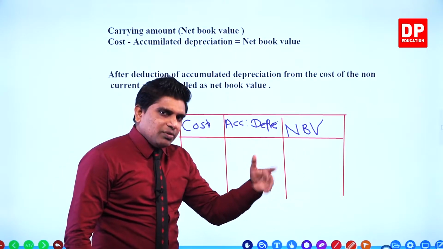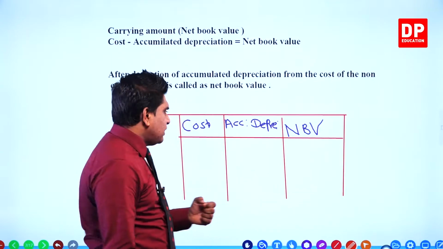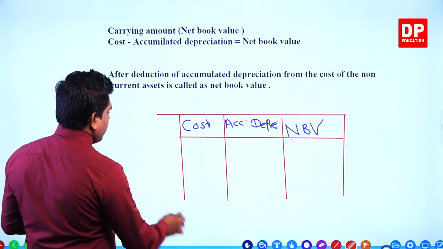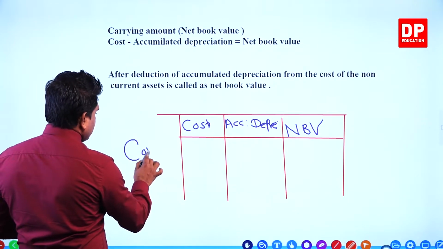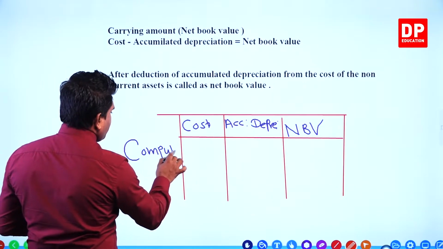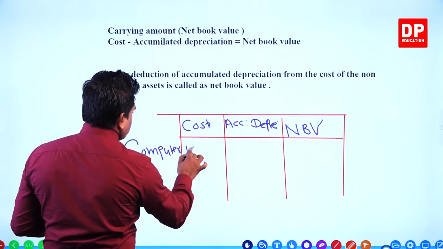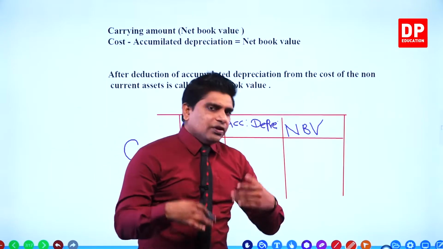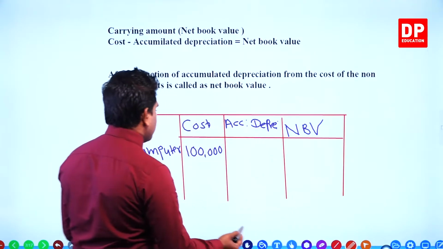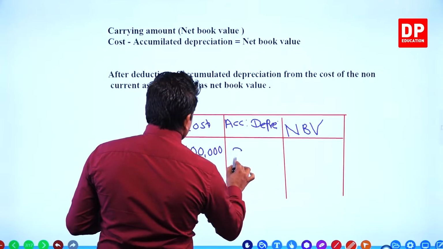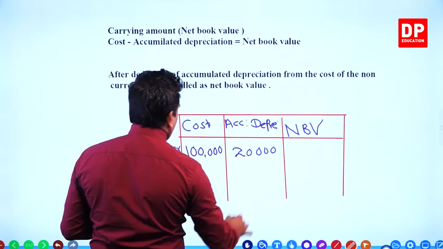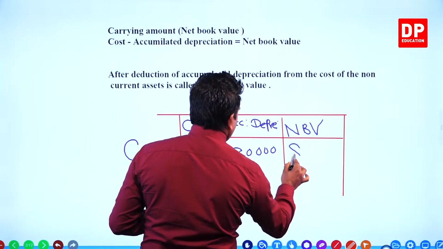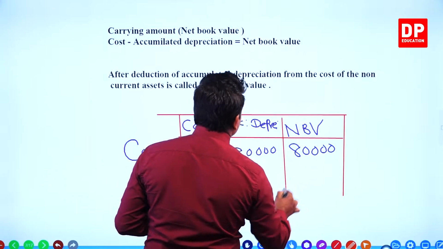Remember, just imagine some details, right? Then you think non-current asset, computer, like computer we write here. Cost of the computer how much? 100,000. Just imagine, right? Accumulated depreciation also given in the question for the computer, 20,000. Then net book value how much? Cost minus accumulated depreciation. Net book value 80,000. I think you understood now.